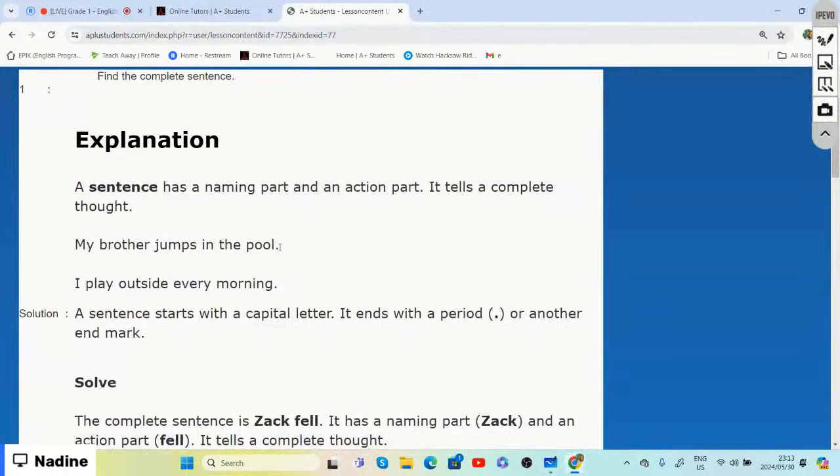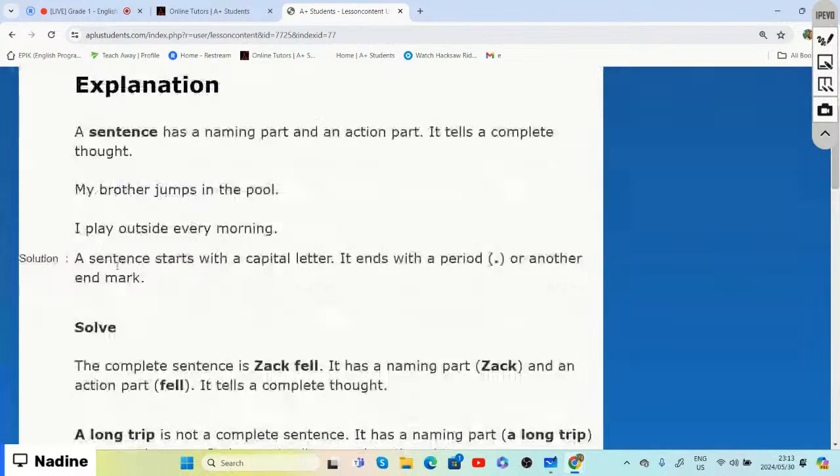And once again, we said a sentence has a naming part and an action part, right? Within a sentence, which tells a complete thought. We made an example of "My brother jumps in the pool" or "I play outside." We need to underline or identify the naming parts. Remember, the naming part in a sentence is the person or thing that is doing the action.